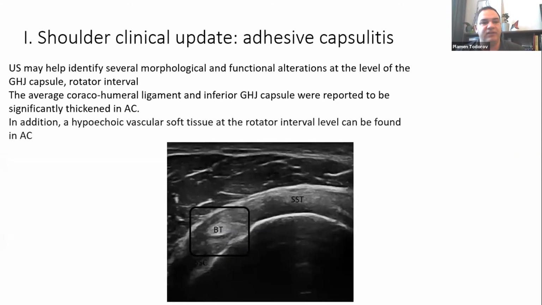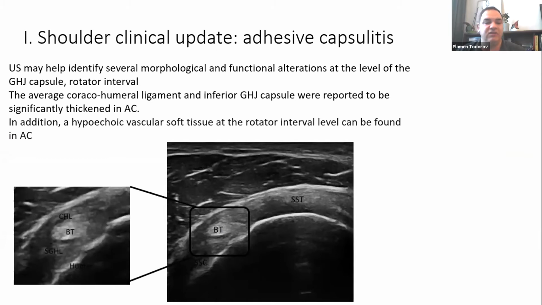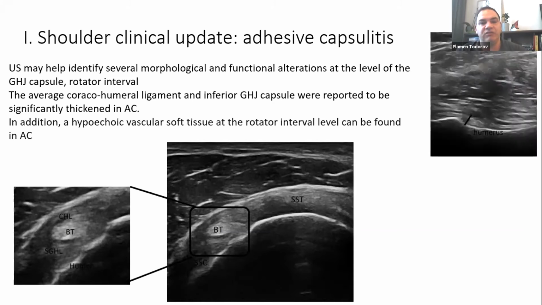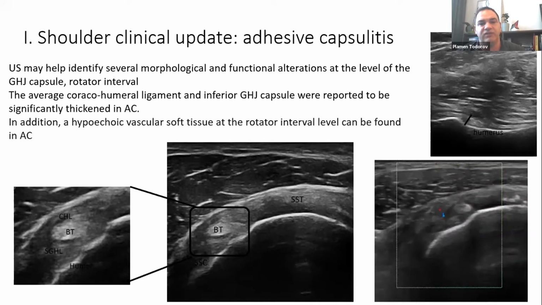In adhesive capsulitis, ultrasound may help identify several morphological and functional alterations at the level of the glenohumeral joint capsule, and especially the rotator interval that you see now in the picture, which is one of the sites that should be monitored in adhesive capsulitis. In addition, the inferior glenohumeral capsule thickness was also reported to be quite increased in adhesive capsulitis, and hypoechoic vascular soft tissue at the rotator interval level can also be found in adhesive capsulitis, like here.